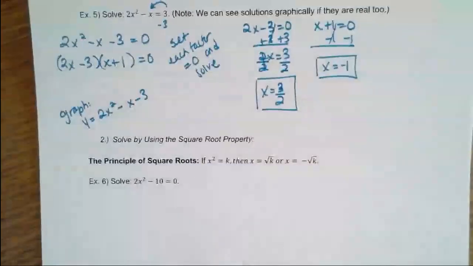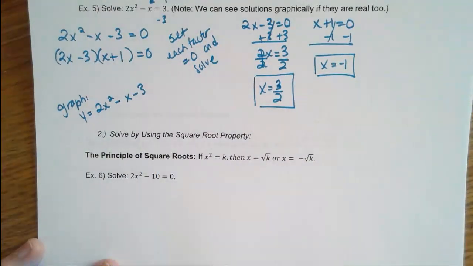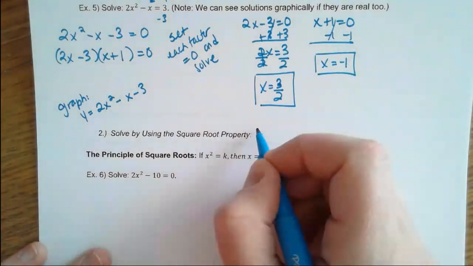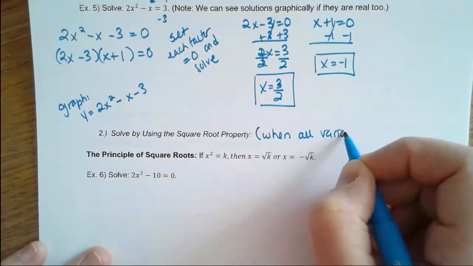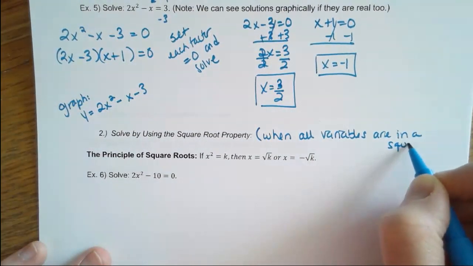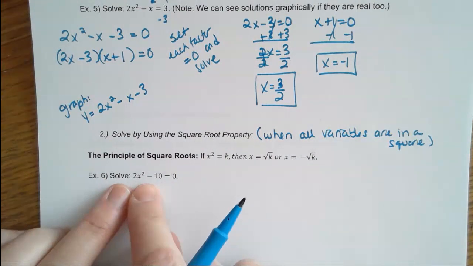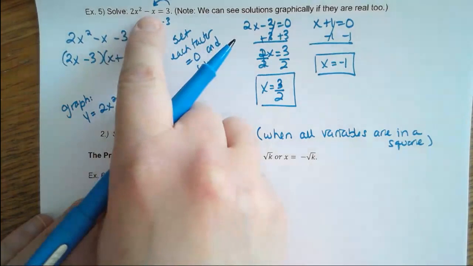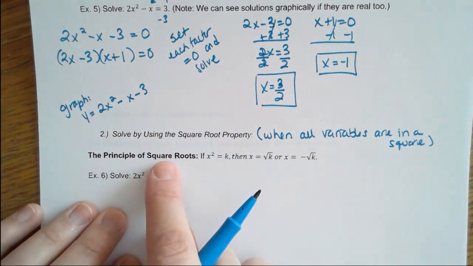All right, another strategy is called using the square root property, or the principle of square roots. Again, they're really the same thing there. This is helpful when all variables are in a square or are being squared. So for instance, take a look at this example here. I have an x squared, but I don't have an extra x hanging around like I did up here. All my variables are being squared. So this is when this property is the most helpful.